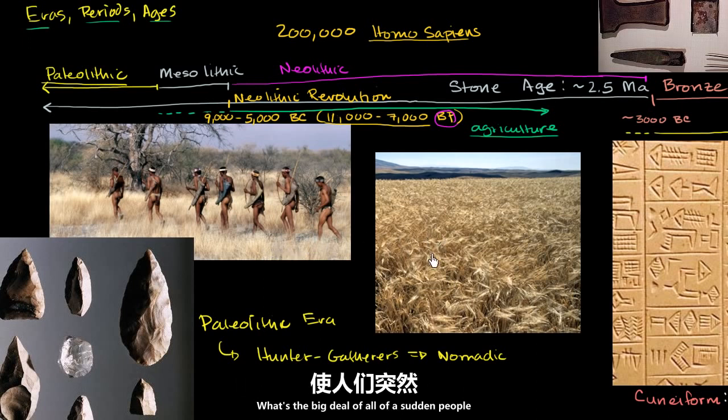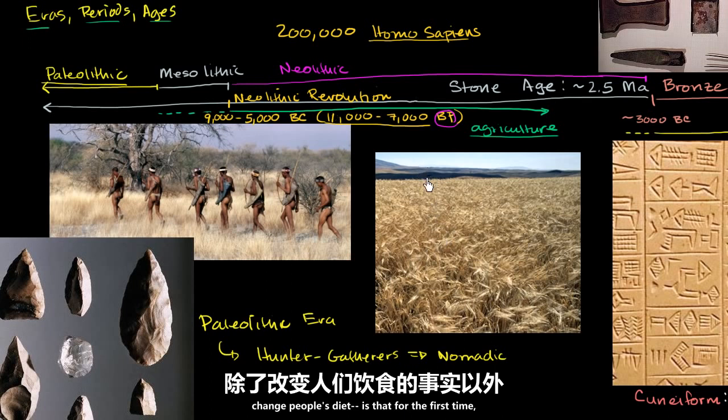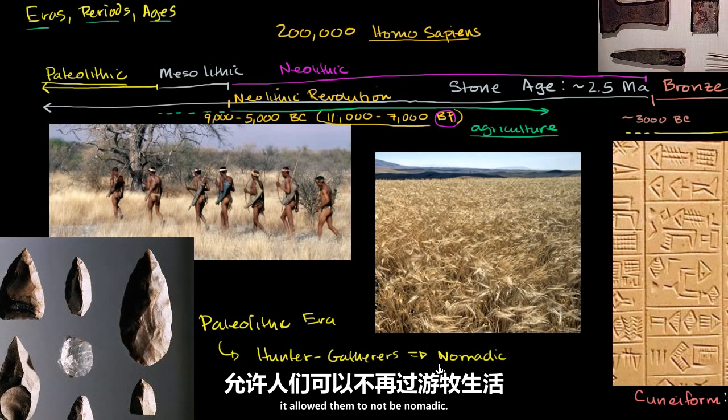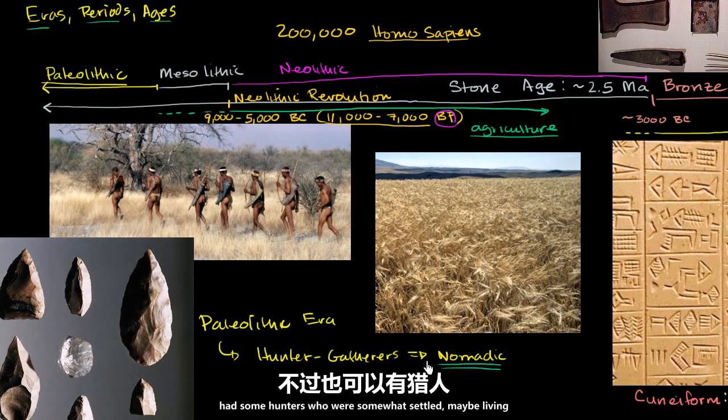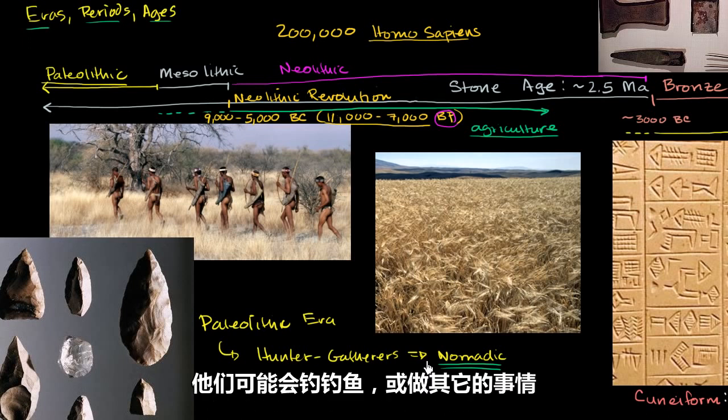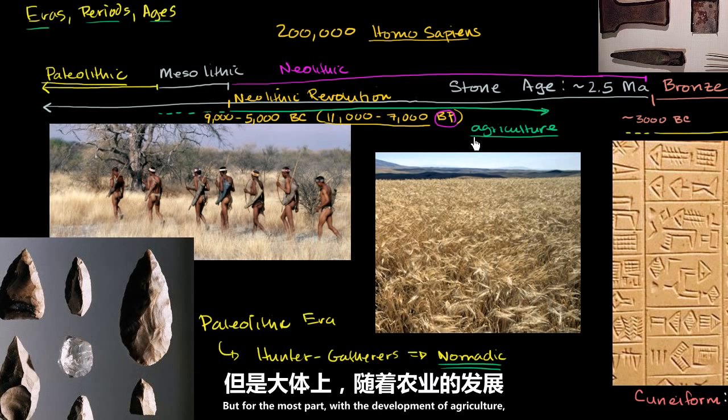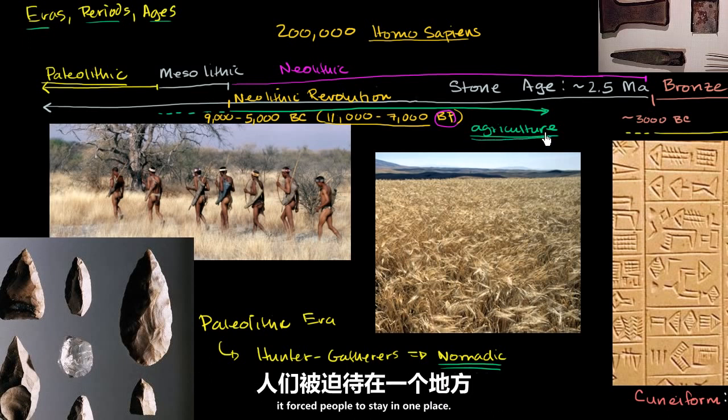What's the big deal of all of a sudden people plowing fields and domesticating cattle and having chickens to lay eggs and whatever else? And the big deal about that, besides the fact that it would change people's diet, is that for the first time it allowed them to not be nomadic. You could have probably had some hunters who were somewhat settled, maybe living near the ocean, maybe they did some fishing and all the rest. But for the most part, with the development of agriculture, it forced people to stay in one place.